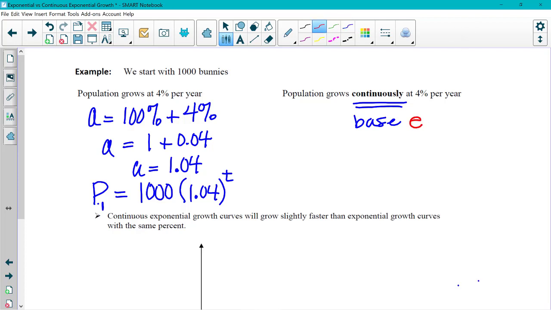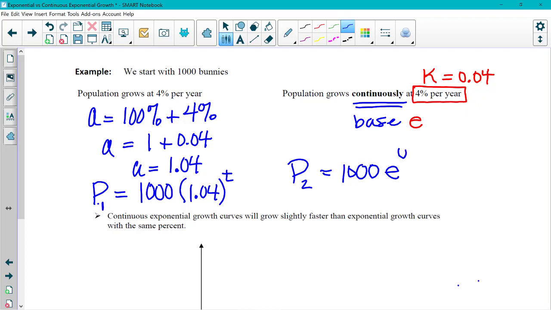So we have a base of E, and it says it's growing at a rate of 4% per year. So that is our growth rate, K, and we would use that as a decimal equivalent for that percent. Okay, so my continuous exponential growth function for the population of bunnies, I'll call it P sub 2, would be 1,000 times base E to the 0.04 to the t power. So 0.04 is positive because it is growth.